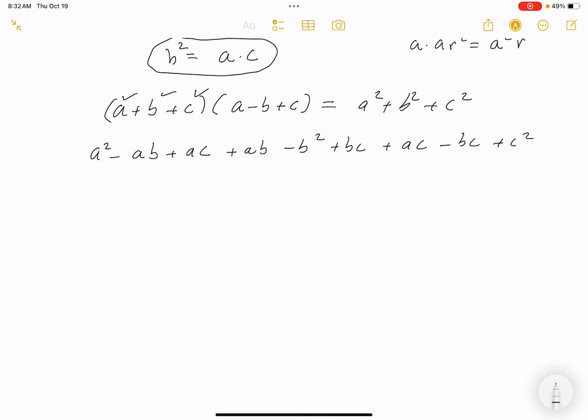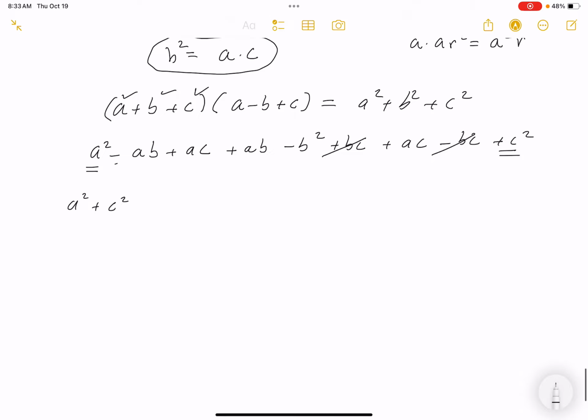All right. I'm going to start to look for things, and I'm seeing the A squared and the C squared. I'll write this down: A squared plus C squared. By the way, I'm going to look for things that disappear. The first thing I notice is that these disappear. These disappear. And what am I left with? Well, 2AC minus B squared. And they're claiming this is equal to A squared plus B squared plus C squared.